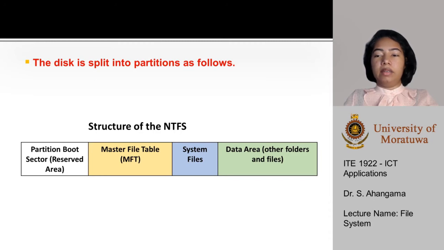There are other system files than the MFT in NTFS. They are all hidden from view on the NTFS volume. It contains log files, volume label, volume version, root folder name, and security files.